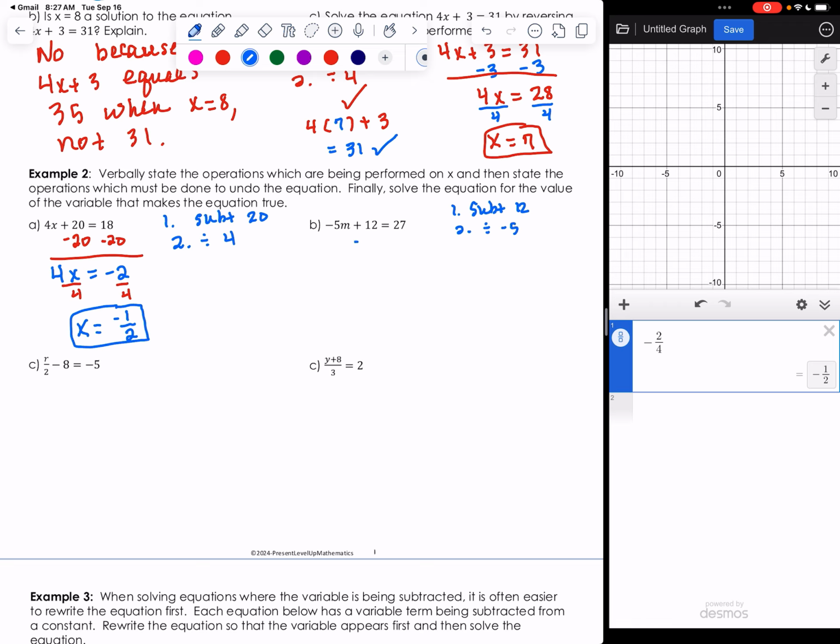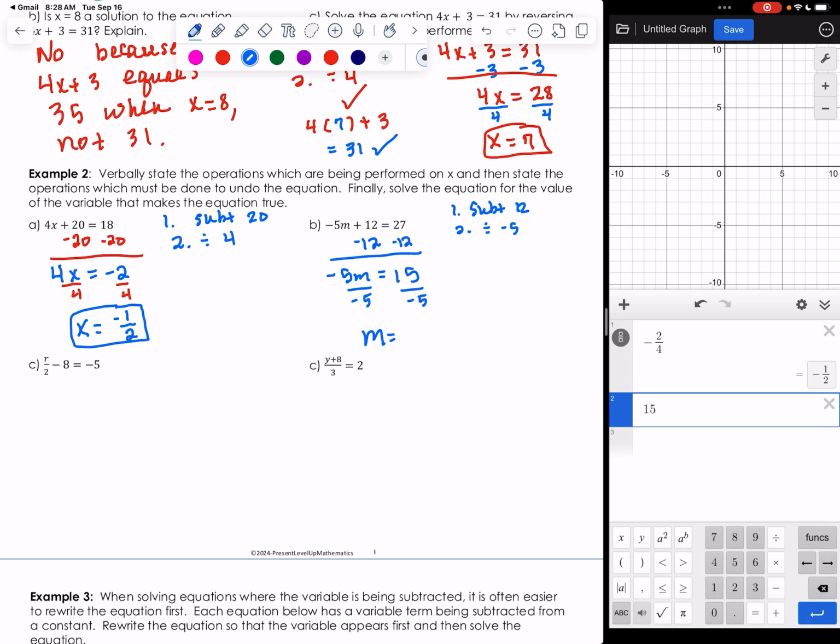So let's try that. Subtract 12, and we get -5m equals 15, and then divide by -5. So 15 divided by -5 gives us -3.